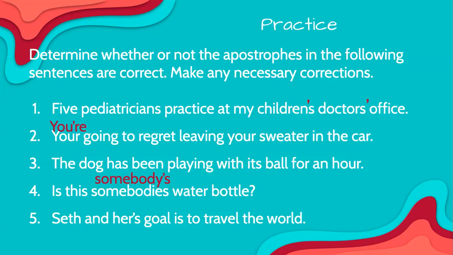And finally, Seth and hers goes to travel the world. So here I have a couple of things going on. I have joint possession. It's one goal shared by 2 people. But with that, I have a possessive pronoun. So I need to do a few things. Number 1, I need to add an apostrophe s to Seth. It's Seth's and her goal. So remember that I do not add an apostrophe s to possessive pronouns. But when I have the possessive pronoun showing joint ownership, I do need to add the apostrophe s to all the nouns in that word group.